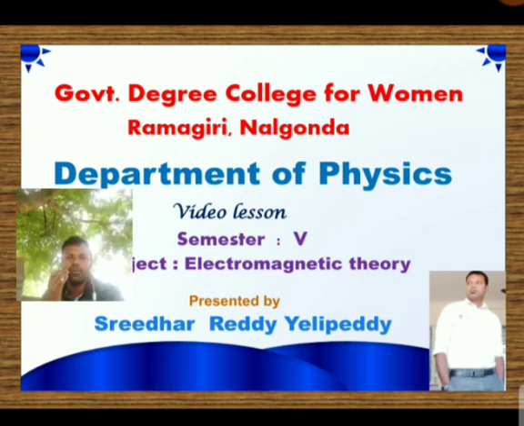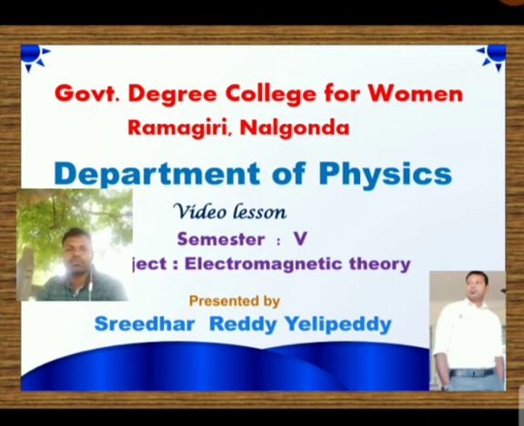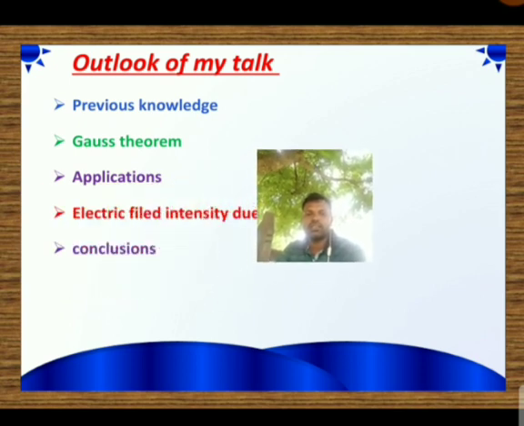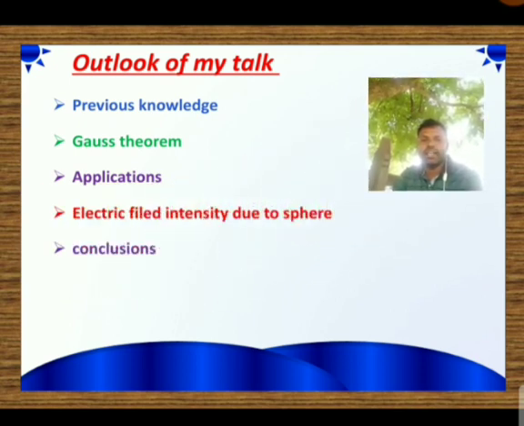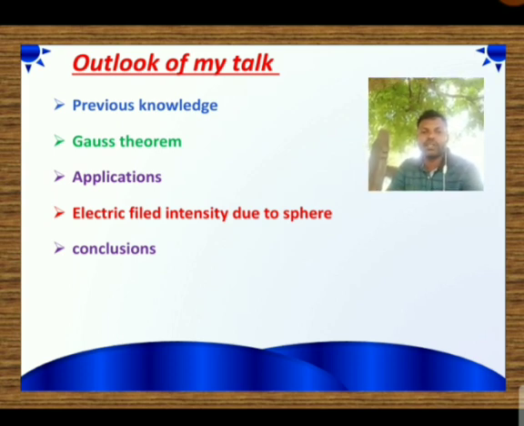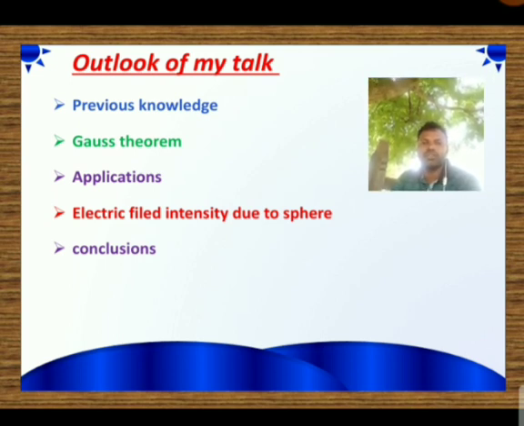Today I am going to discuss with you a topic from semester 5 electromagnetic theory. From that I am going to discuss Gauss law applications. The aim of my talk is to find out the electric field intensity due to a uniformly charged sphere. To do this derivation, we require some basic previous knowledge about what is electric field, electric field intensity, flux and Gauss theorem. I will discuss all those fundamentals and then we will go into the derivation.